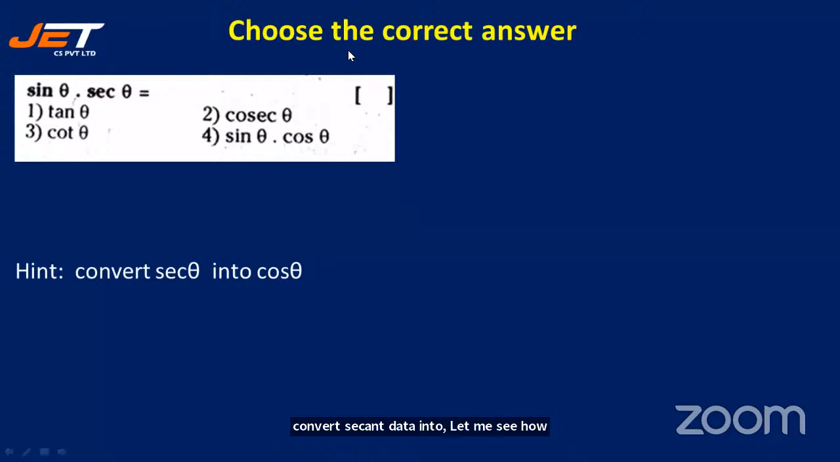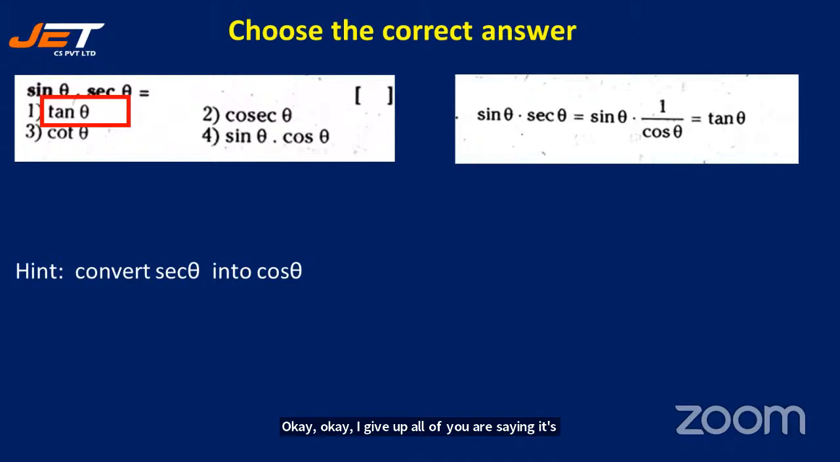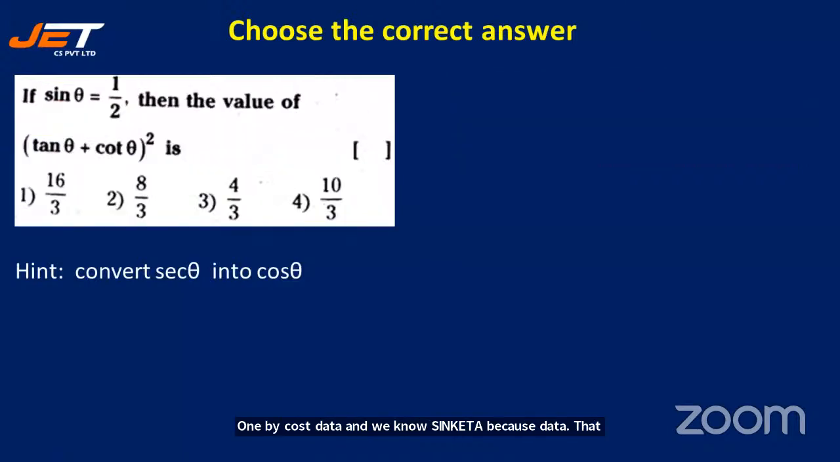Many say 1. Sarvesh, Ashwin, Akshaya, Shravanya, Srivardhan, Vishwanath, Sandra. Okay, I give up. All of you are saying it's option 1. It is option 1. Excellent. See the explanation given. Sin theta into secant theta is nothing but sin theta into, what is secant theta? 1 by cos theta. And we know sin theta by cos theta is tan theta. That is why the answer is tan theta. Very good, students. Let's move on to the next.